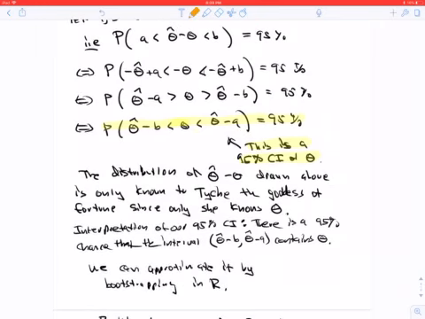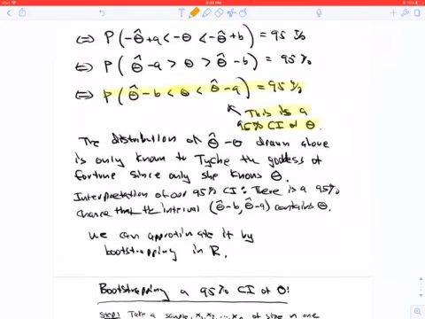Some simple algebra leads us to the definition of a 95% CI of theta: the probability that our population parameter lies between theta hat minus B and theta hat minus A is 95%. So in other words, a 95% CI is the interval theta hat minus B, comma, theta hat minus A.